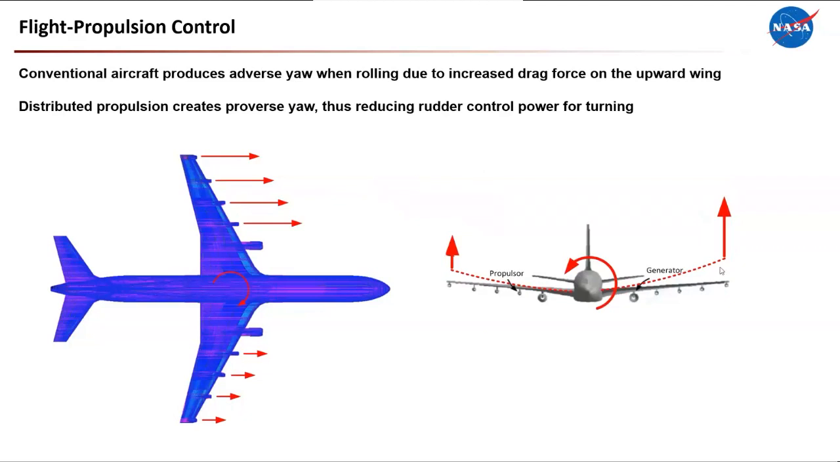And let's see if we have one question. Have you found that flutter speed is sensitive to increased wing flexibility? I know that question will come up.